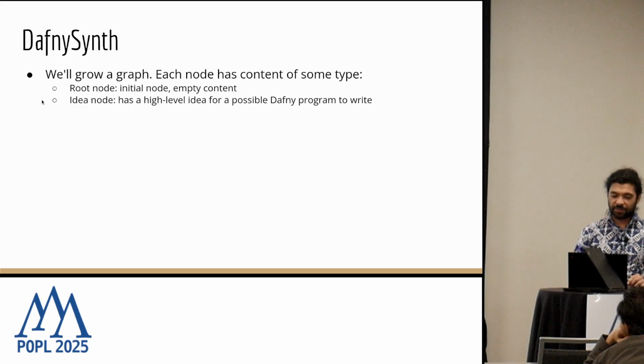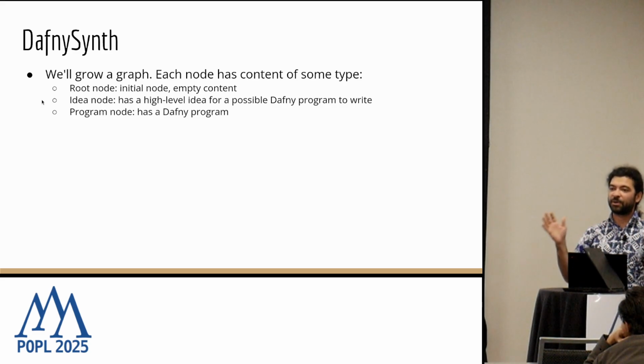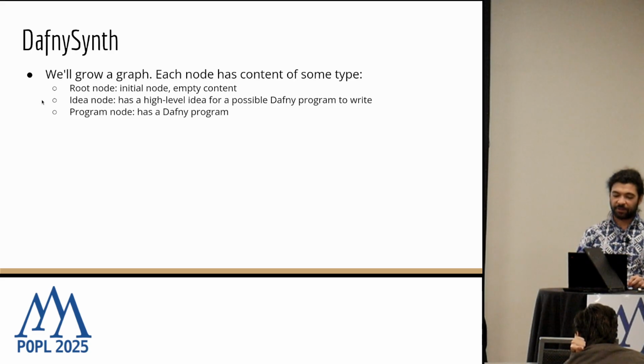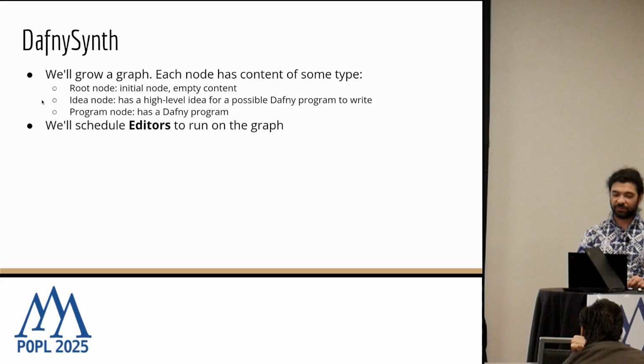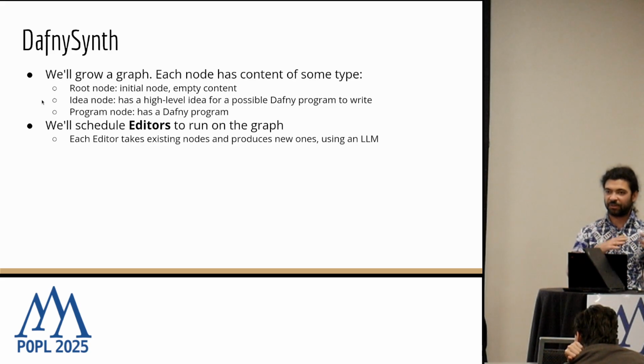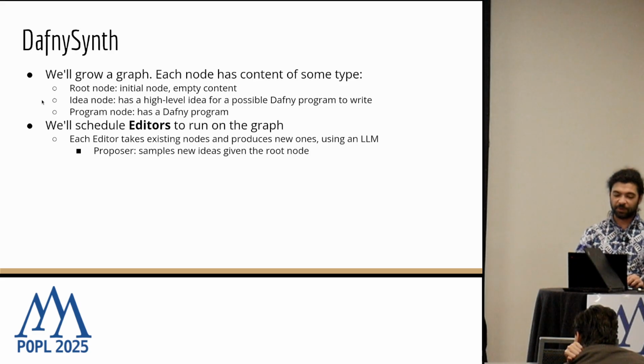And then given an idea node, we'll have an editor, one component we'll call the implementer, which will take this idea node and try to write not a very ambitious, just a small Dafny program that's going in the direction of what the idea is describing. So this gives a program node. Given a program node, we'll have editors that will then try to make this program more complex, like implement new features, maybe edit some of it, or maybe re-implement what is there in a different way, and so on. So this will be basically these editors.